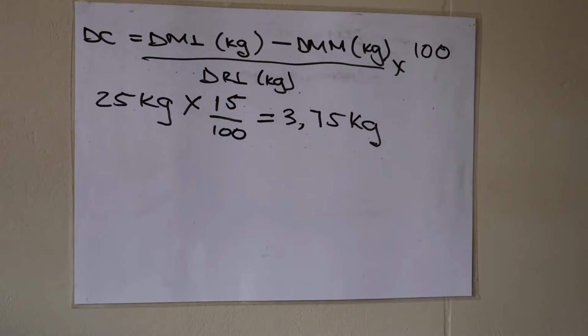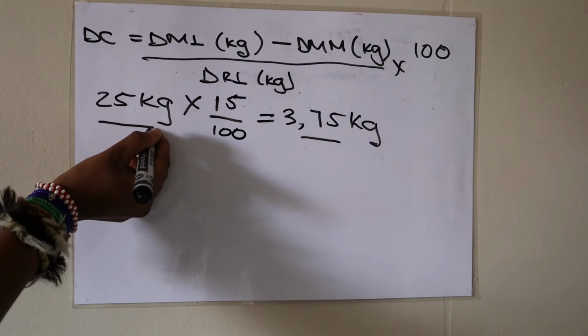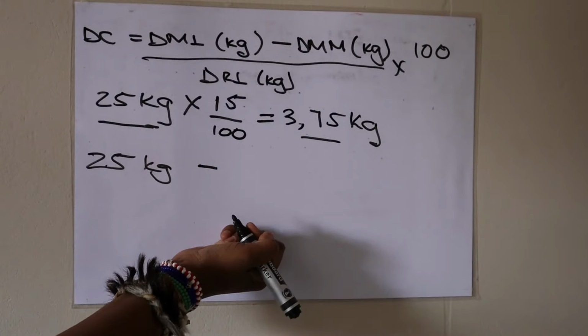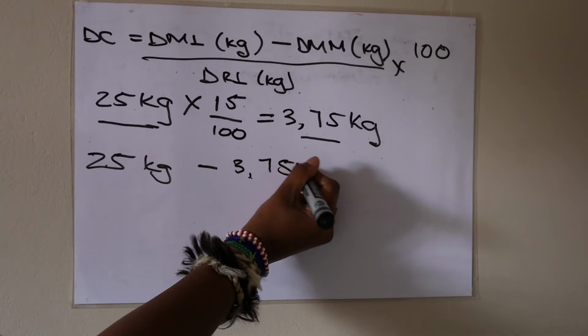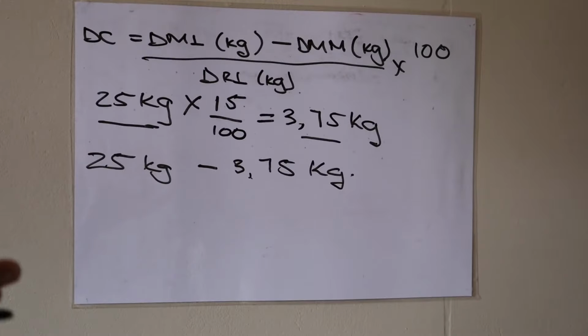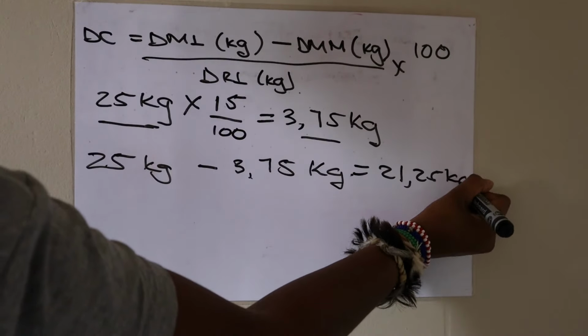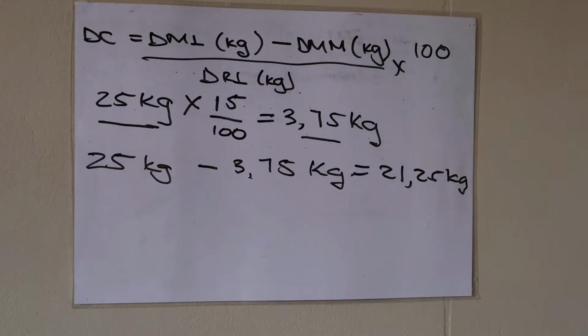So we separate that now. The next stage is to separate this moisture content from the dry matter. So 25 kgs minus 3.75 kgs, then what do we get there? We get 21.25 kgs. So this is the dry matter intake. But we're still not done. We still need to calculate the digestibility coefficient.